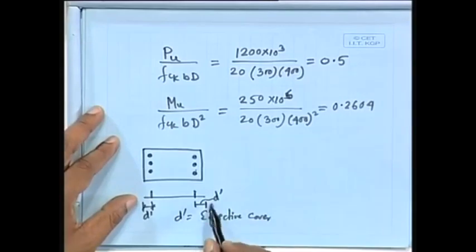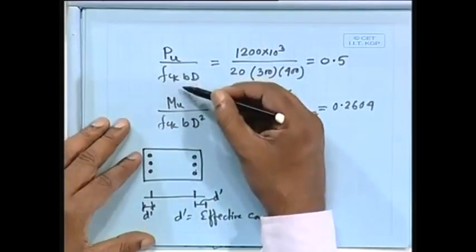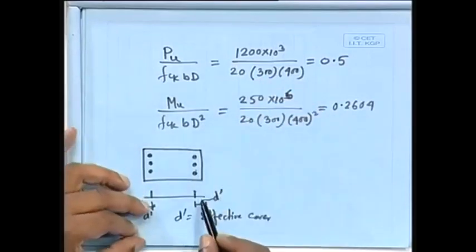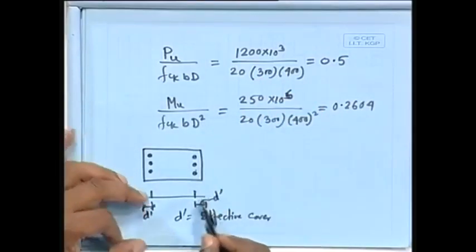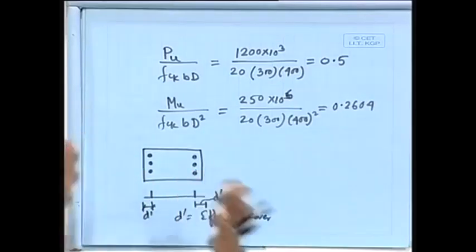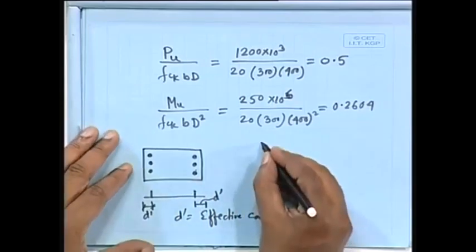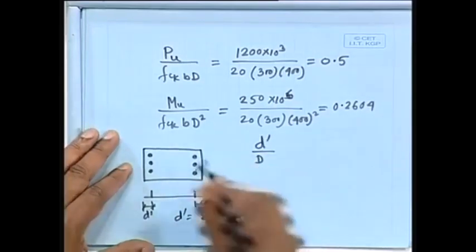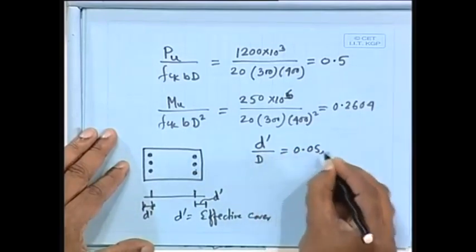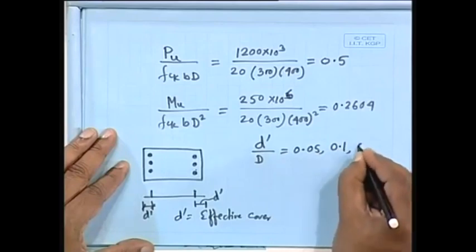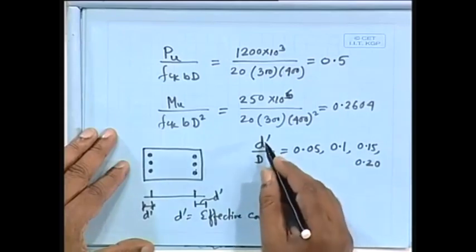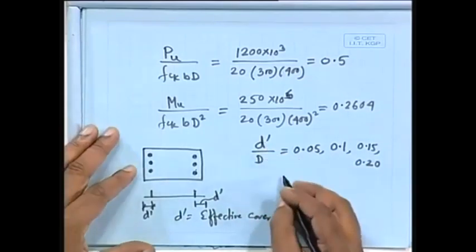Our code says that we shall not take this Pu by fck for just only one chart. Instead of that, let us make it for different, because depending on the d dash your strain also will change in the steel, and so your stress also will vary. So let us make few cases, and our code gives that d dash by d, that rather is a piece of publication they have computed, d dash by d, that is for 0.05, 0.1, 0.15 and 0.20.